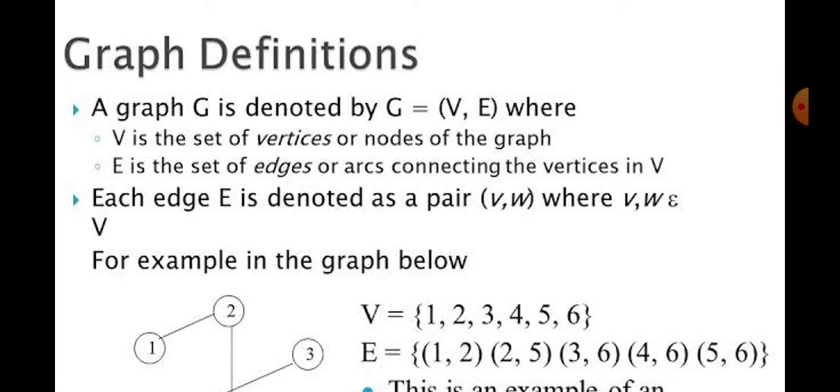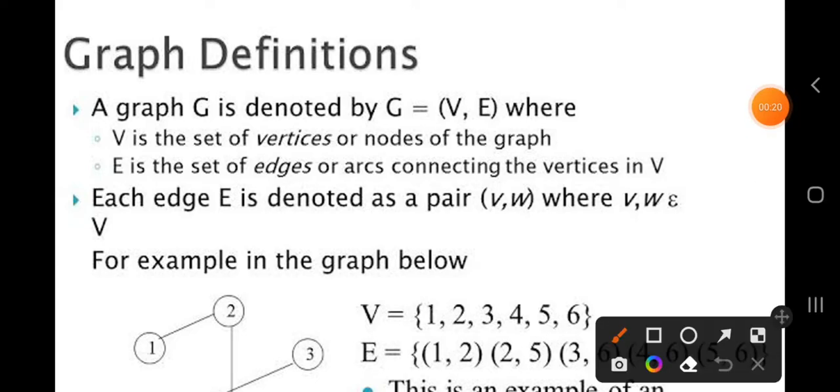In today's session, we are going to begin with the fourth unit. We have AVL trees in the third unit, but it is not that important. If we have time, we will revise that also. But right now we will begin with Unit 4, that is your graph definitions.